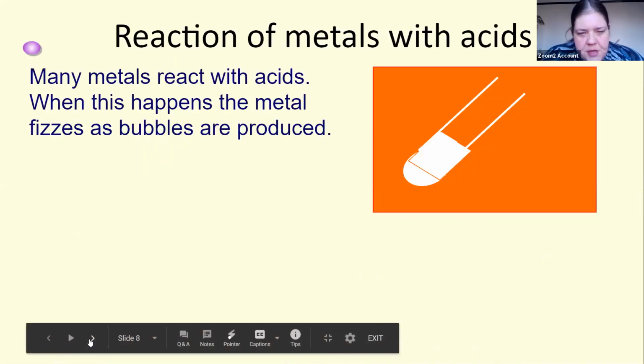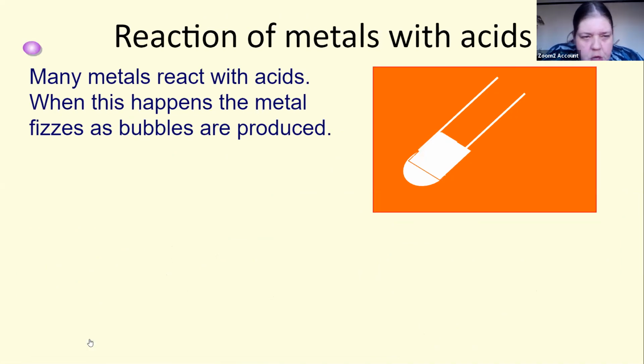So this is the metals with acid, and this should be a bit of a recap to when you were in year 7 or year 8. So when metals react with acid, there's a fizzing, which is bubbles. What are those bubbles?